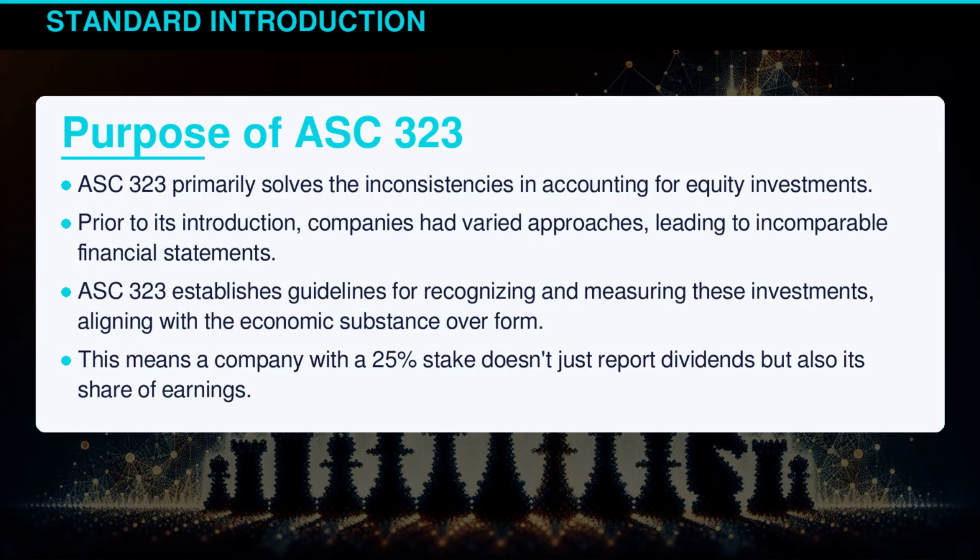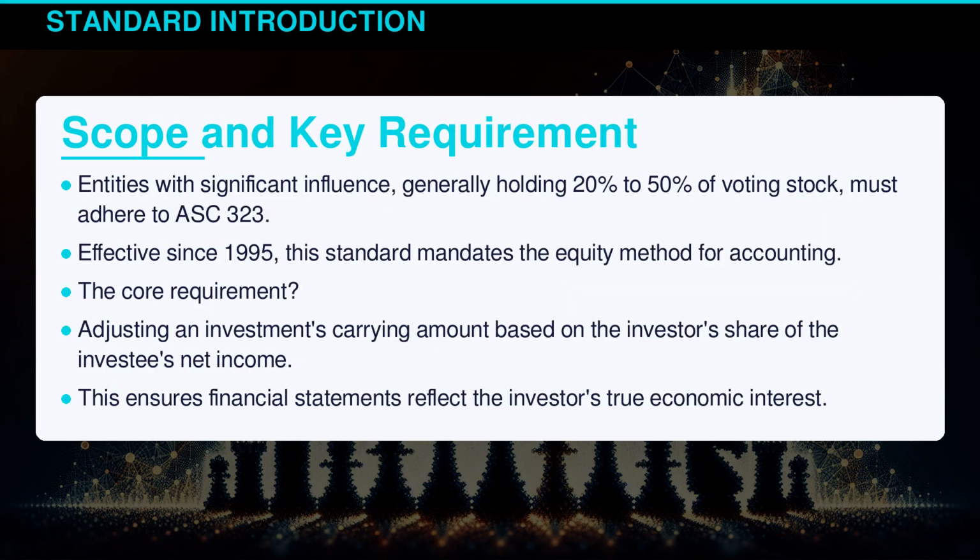This means a company with a 25% stake doesn't just report dividends, but also its share of earnings. Entities with significant influence, generally holding 20% to 50% of voting stock, must adhere to ASC 323. Effective since 1995, this standard mandates the equity method for accounting. The core requirement? Adjusting an investment's carrying amount based on the investor's share of the investee's net income. This ensures financial statements reflect the investor's true economic interest.